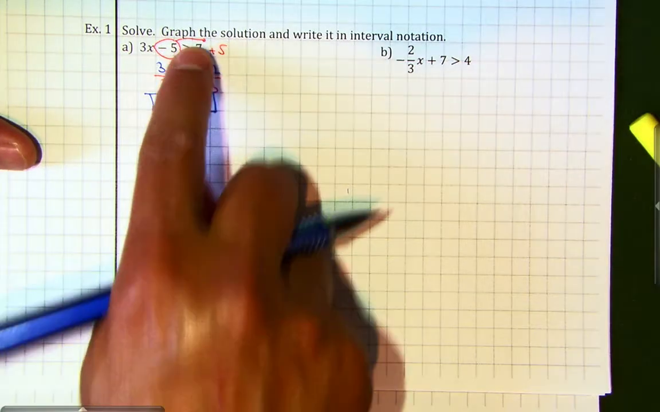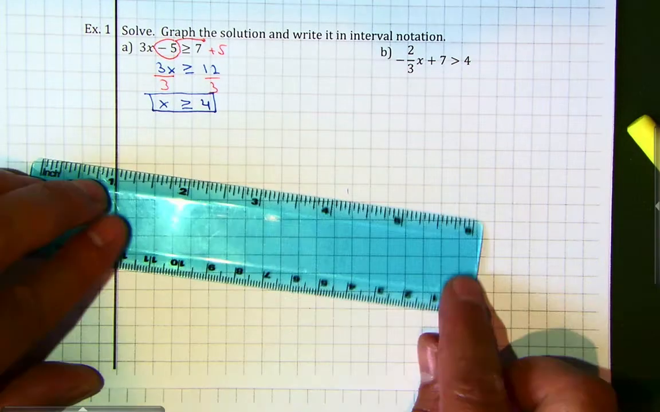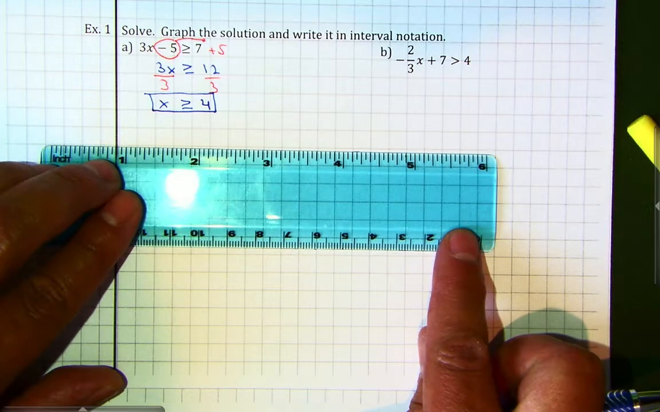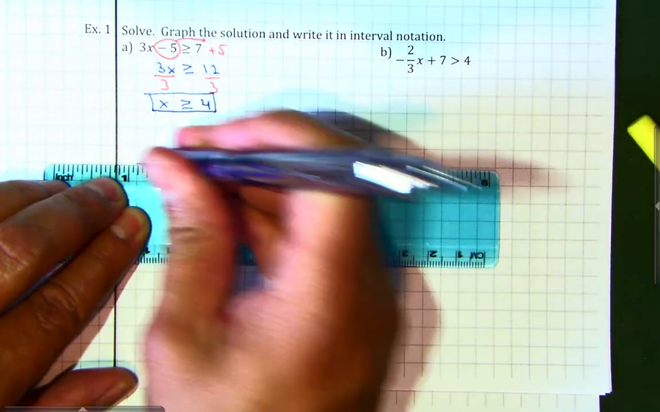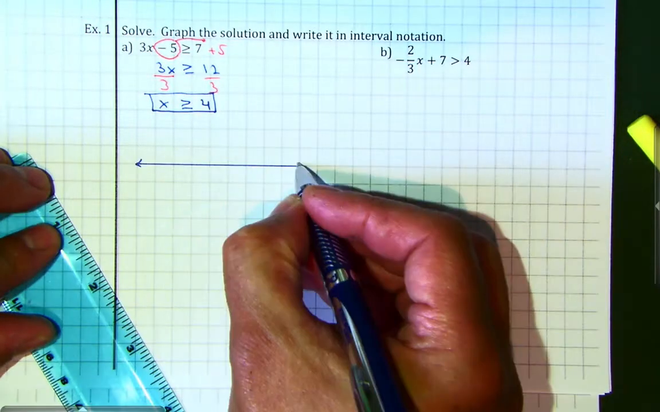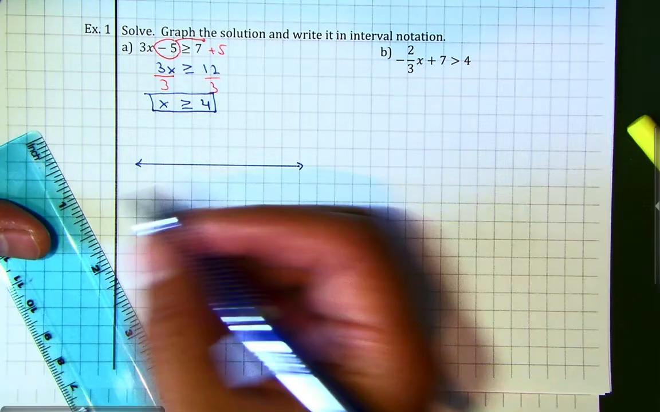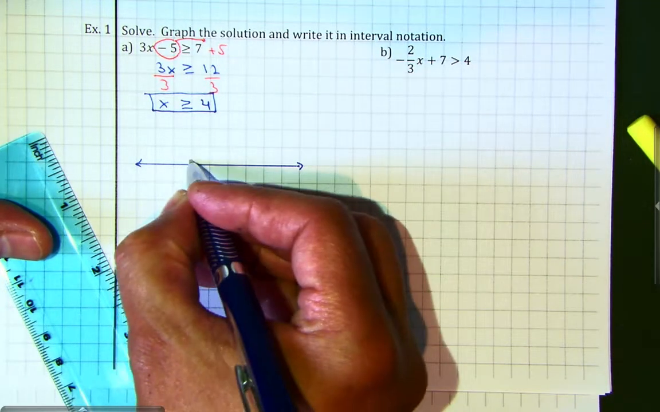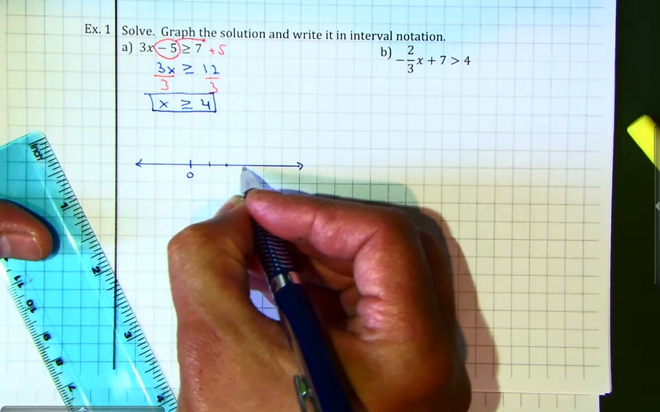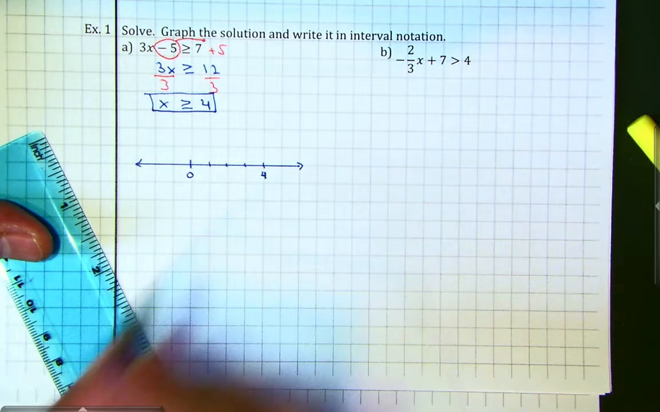Now I need to graph it. I'm going to make sure that you guys are using a ruler to graph your solutions. Just going to do a quick number line. I need 4. I always want to place my 0 so I know my reference. So I need 4 spaces. I'll place a 0 here, and 1, 2, 3, 4. You don't need to write down all the numbers, but I do need to place a 4 in here.